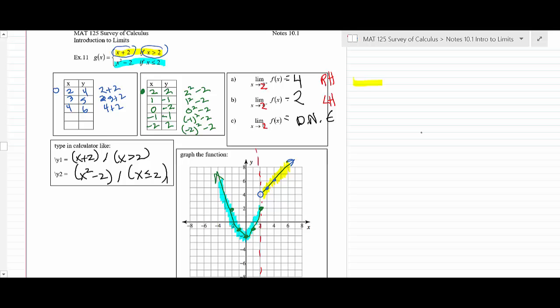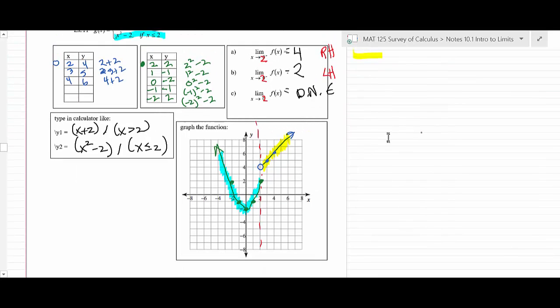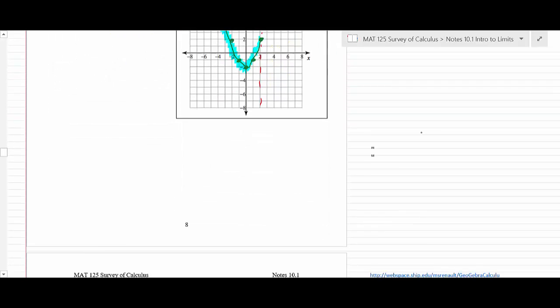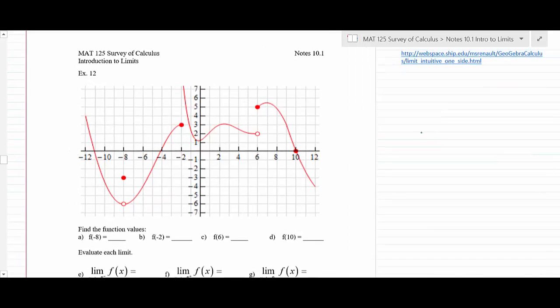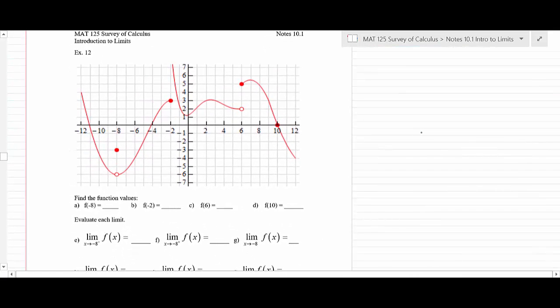Okay, now what we're going to do is I'm going to go to this next page, and what we're going to do is I give you a graph, you tell what the limit is. So that's kind of a big thing that we're trying to get established here. Okay, so first of all, on this example, I want you to know what function values are. Like A, B, C, and D, you're not doing calculus, you're just telling me what the function value is.